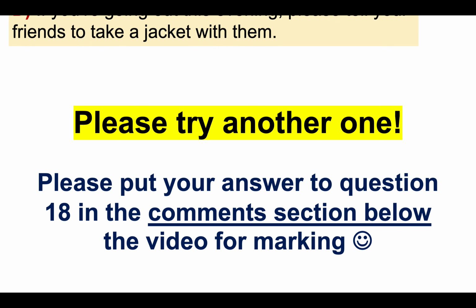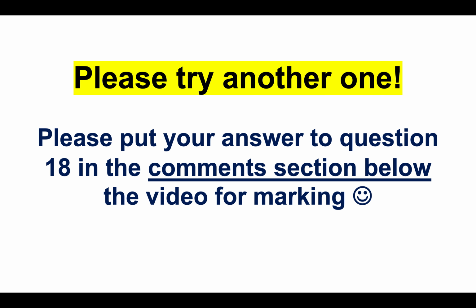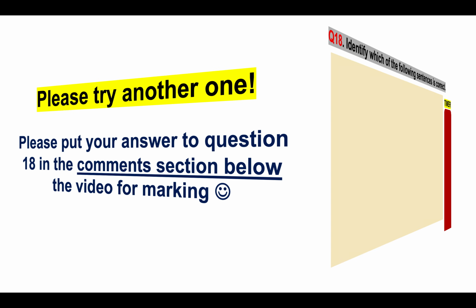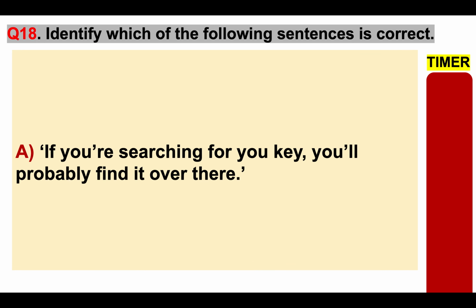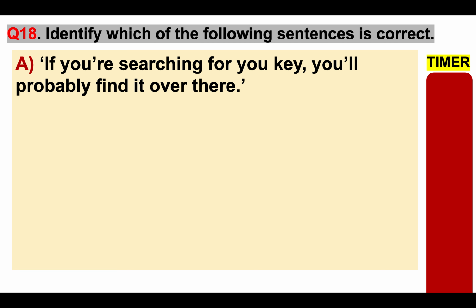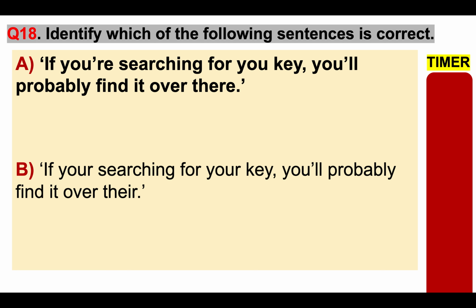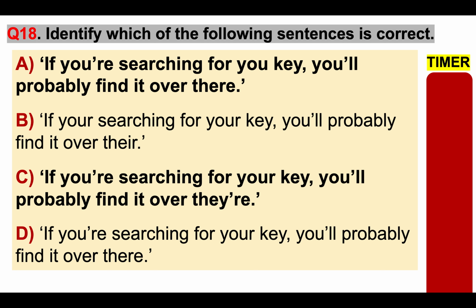Brilliant, well done. And just to make sure you fully grasp what is required with this kind of English language test question, please put your answer to question 18 in the comments section below. Identify which of the following sentences is correct. If you're searching for U-key, you'll probably find it over there. So work out which one's correct. A, B, C or D. Here's the timer.